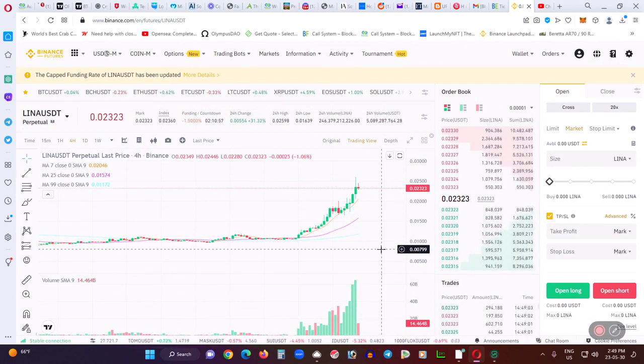Now, if you're trading on Bybit, the screen is very similar to Binance's futures screen. There's very few things that are really that different. Most of it's the same. I think they just use the same template.